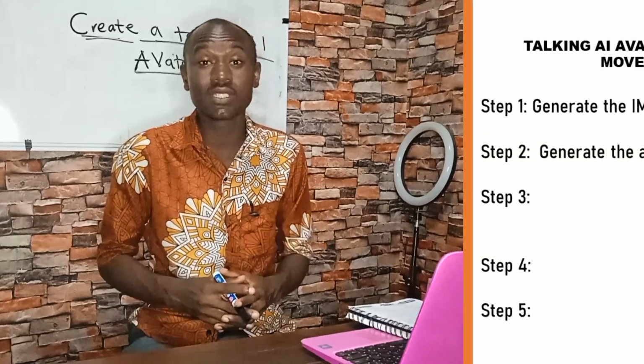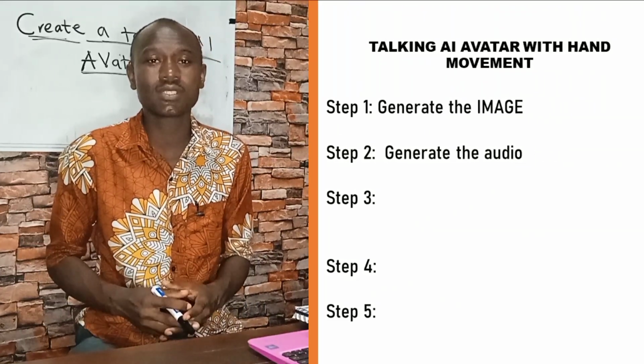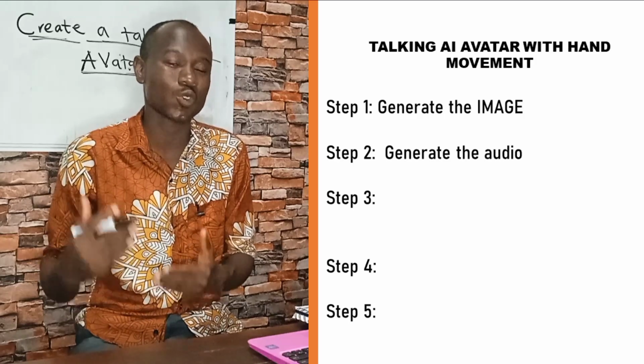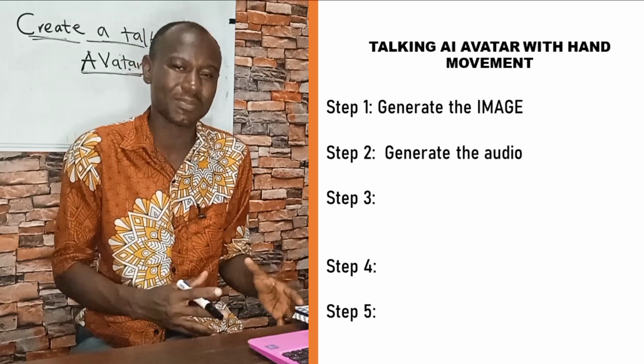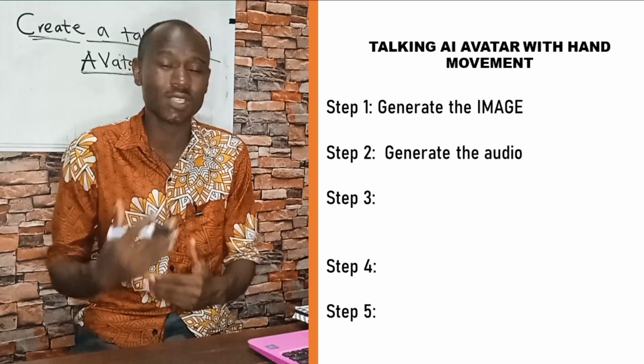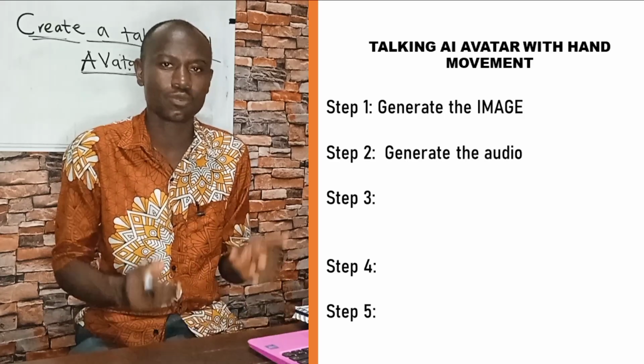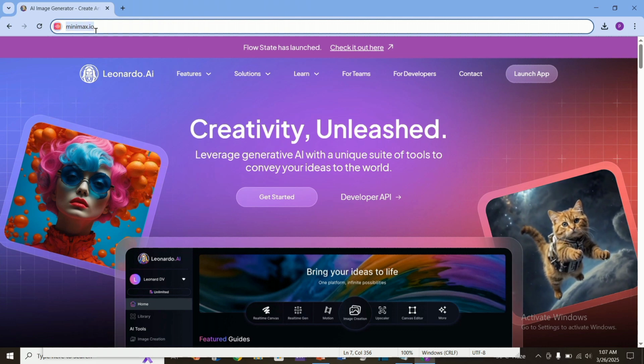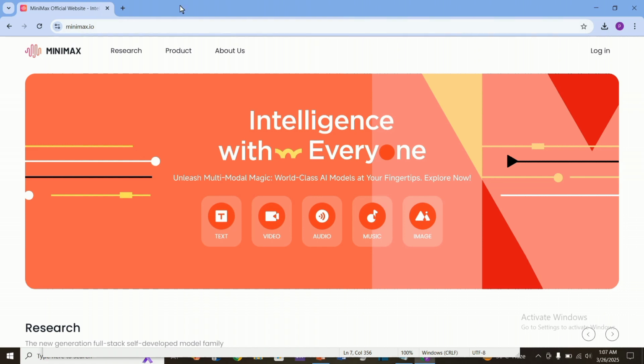The next step is to generate our audio. You need to decide what you want your image to say, the message you want to pass on to your audience. That is the script of your video. You need to turn that script into audio. Let's get to it. Head over to your browser again. This time, type in minimax.io to generate our audio. Click enter. This is minimax.io. We want to generate our audio, so click audio.